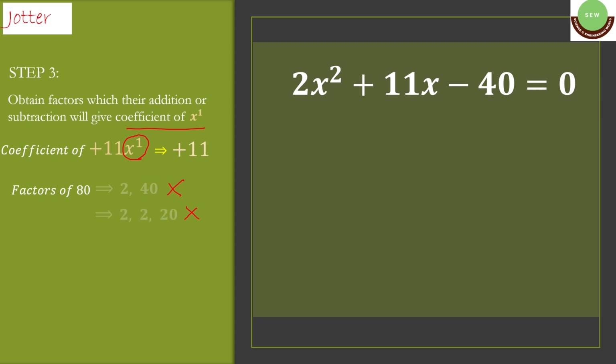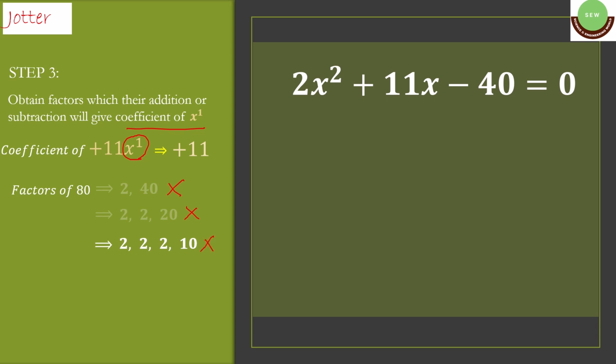The third one we saw was 2, 2, 2, 10. That is 2 times 2 times 2, 8, times 10 is 80. So 8 plus 10 is 18, not 11. 10 minus 8 or 8 minus 10 is 2 or plus minus 2, which is still not 11. So these factors will not work.